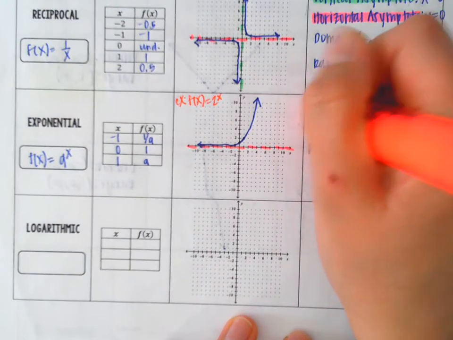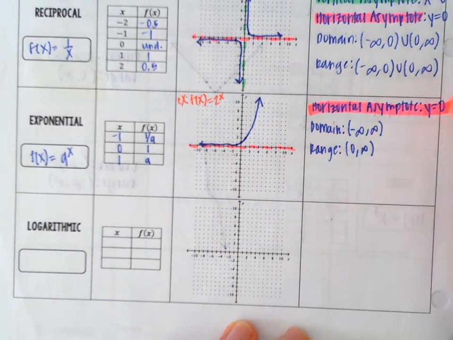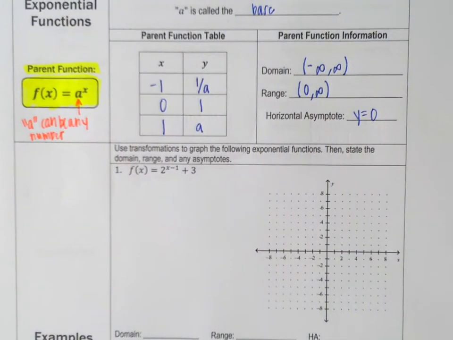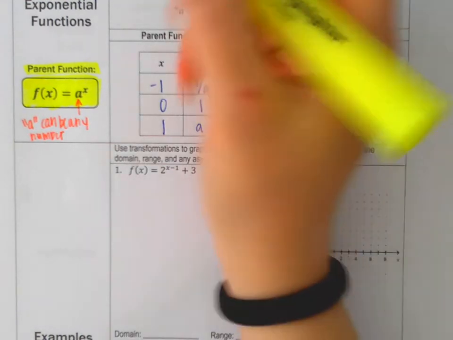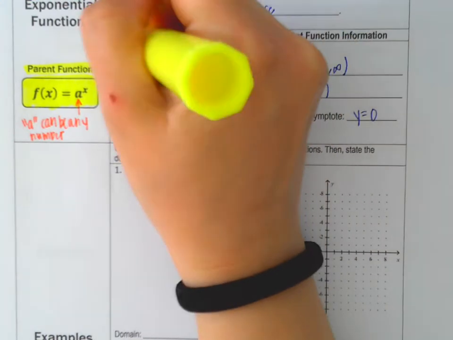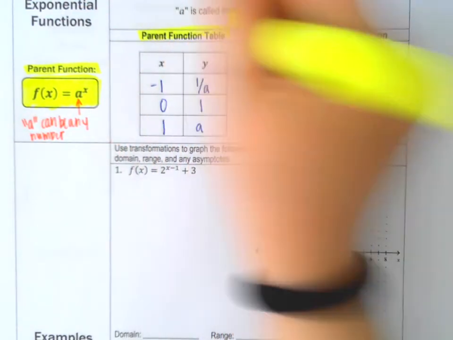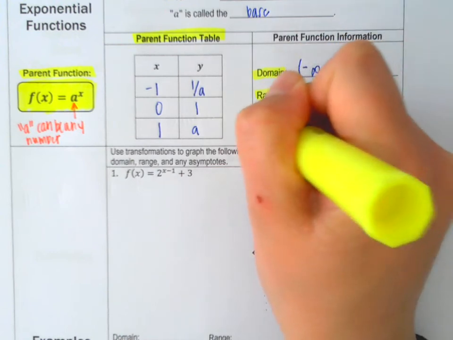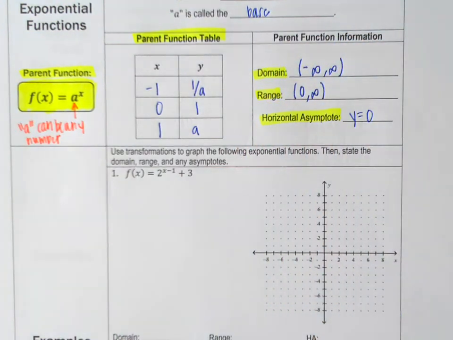If you guys have this, great. If you don't, you don't really need it, because you can use this. We're always going to be coming back to the parent function table, and then of course the domain, range, and asymptote. But really the biggest one I'm always going to be coming back to is the asymptote, because for the domain and range, I just look at my graph.